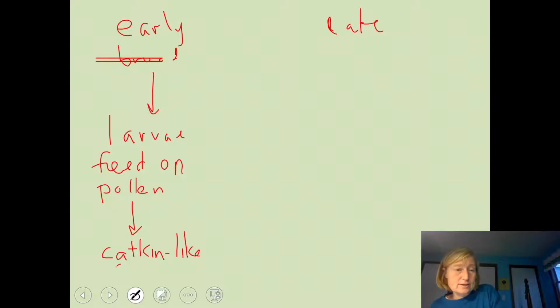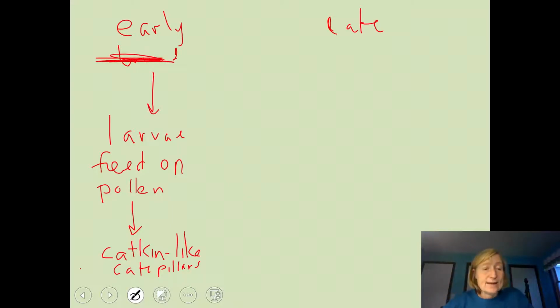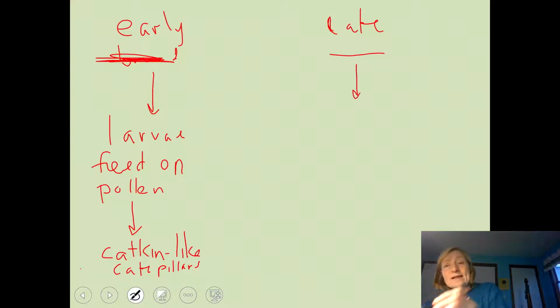Because they're hatching early and developing into catkin-like caterpillars, this is actually beneficial to them, because the trees at this point are flowering and have catkins, and so predators don't see these catkin-like caterpillars very easily because they look just like the plants that they're living on. It's a great camouflage. On the other hand, the late brood develops into larvae, and these larvae don't have any catkins to feed on. The catkins are all gone.